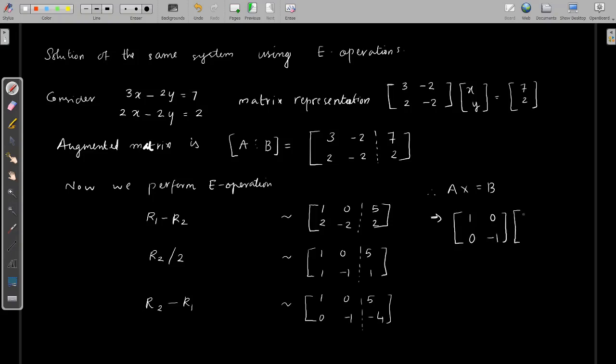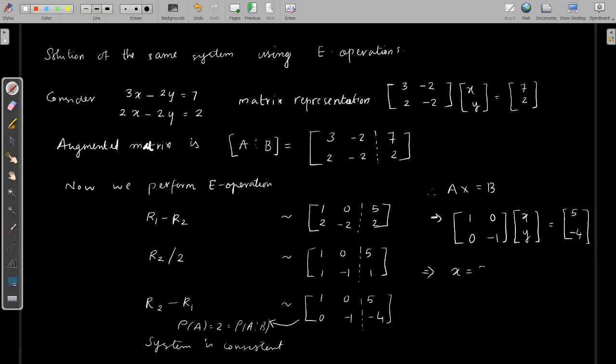Therefore Ax equal to B implies [1, 0; 0, 1] into [x, y] equal to [5, minus 4], by replacing A by the corresponding equivalent matrix, and B by the corresponding matrix [5, minus 4]. Then the rank of A is 2 and the rank of AB is 2. Then the system is consistent. Now we can say that it has a solution. Then from this equation, we get x equal to 5 and y is equal to minus 4. So this is the solution of the given system of linear equations.